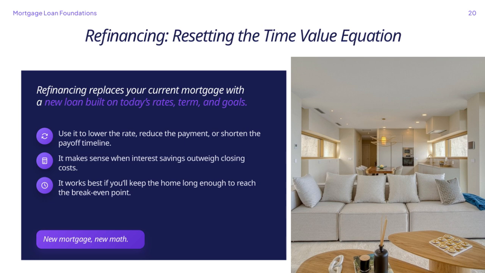Another important factor is your timeline. Refinancing works best if you plan to stay in a home long enough to reach the break-even point, where the savings offset the upfront costs. Essentially, you're dealing with a new mortgage and new math, resetting the time value equation in your favor. Understanding these foundational concepts is key to making a smart refinancing decision.